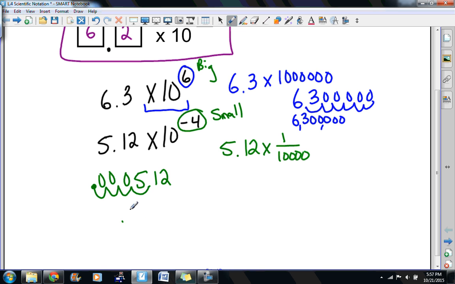And our answer to this problem is this. Very, very small number. So scientific notation is used to write really big and really small numbers. Positive exponents tell you how many times you should move the decimal point to the right to make a big number. Negative exponents move your decimal point left, and they make very small numbers.